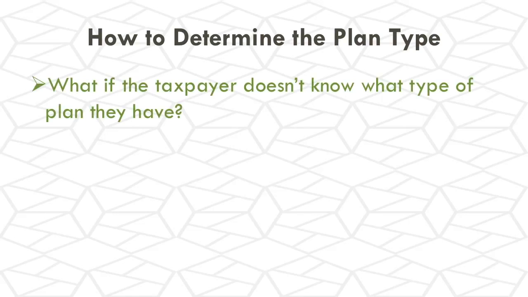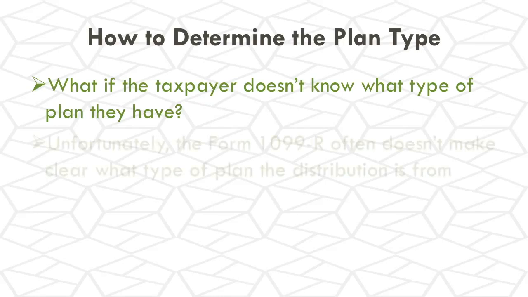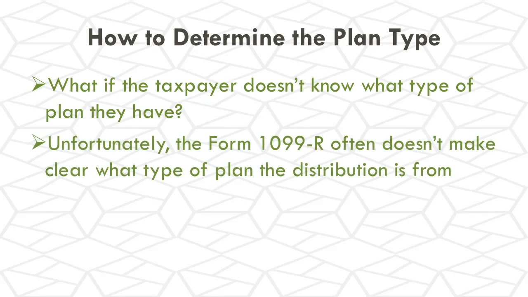So what if the taxpayer doesn't know what type of plan they have? And you will encounter this a lot, unfortunately. As you can see, it's very complicated, and if it's complicated to us, it's most certainly going to be complicated to the taxpayer when they sit down with you. Now, unfortunately, the Form 1099-R often doesn't make clear what type of plan the distribution is from. So it's going to take some knowledge on our part, some using of the resources that we have, as well as asking the taxpayer certain questions to help us determine what type of plan they have.